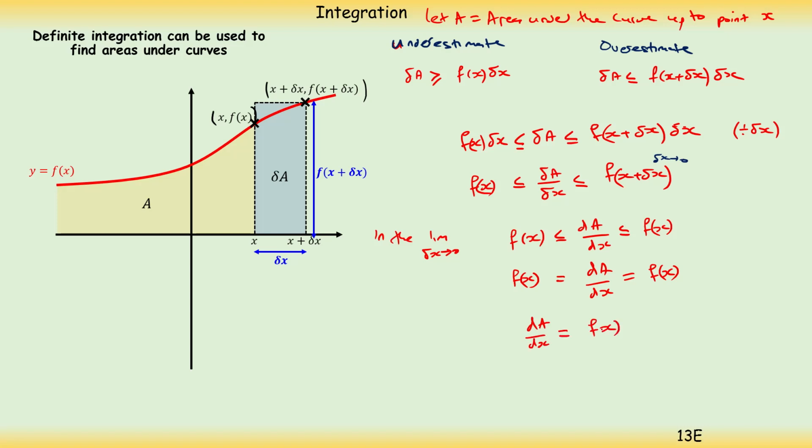f of x. And if I want to find A, then I reverse my differentiation, or, as we call it now, integrate f of x with respect to x, and I now have the area under the curve. It's given by the integral of f of x with respect to x.